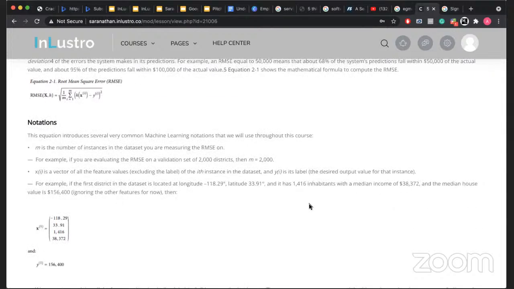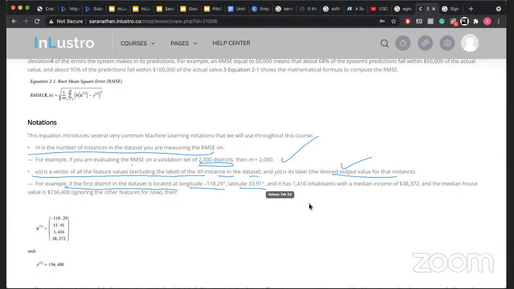So here there is just a revision of what exactly we looked into earlier. M is the number of instances in the data set in which you're measuring RMSE. So for example, if you're evaluating RMSE on a set of 2000 districts, then we say M is 2000. Right? Xi is the vector of all the feature values of the ith instance of the data set, right? That's why we say Xi, and Yi is the label, basically the desired output. So, for example, if the first district in the data set is located at this latitude, this longitude, has this many inhabitants, and the median income is this, and median housing value is this, right?